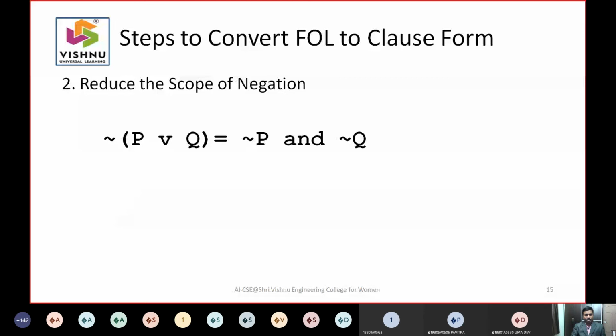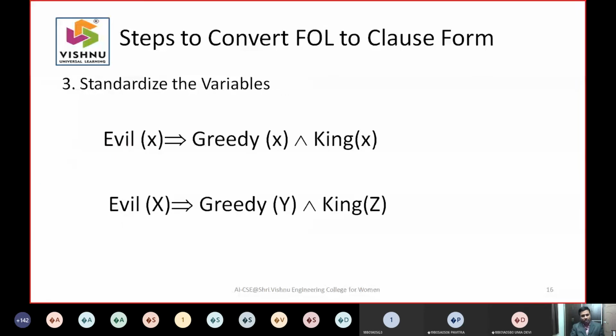This first rule is very important, and the second rule is equally important. The third rule is very simple. Even if there were no such rule, we would do the same thing, because every time you apply the knowledge, you apply it specifically to some person. For a greedy person, some value should be there, whether it is Tom or Rama or something like that.